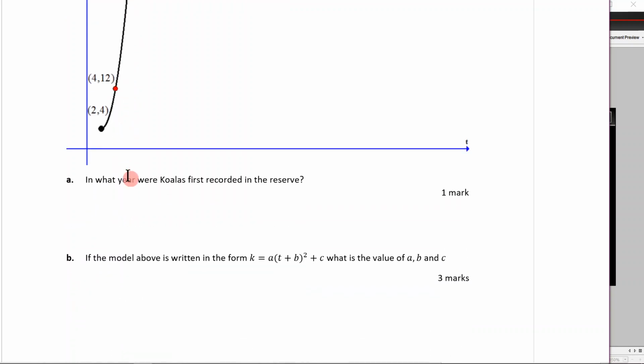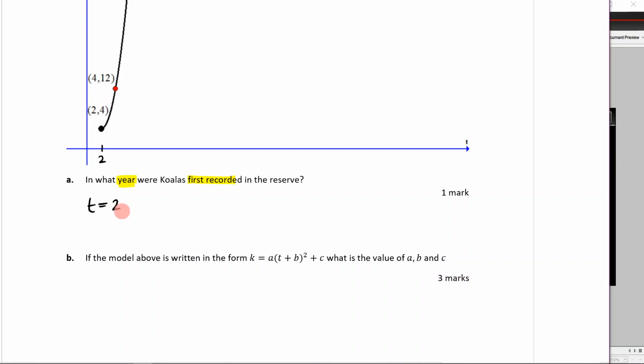The first thing we need to do, in part A, is answer: in what year were koalas first recorded in the reserve? So what we're going to have to do here is figure out in what year were koalas first recorded. Well, as you can see here, I have the point 2, 4, which means this right here is when T is equal to 2.